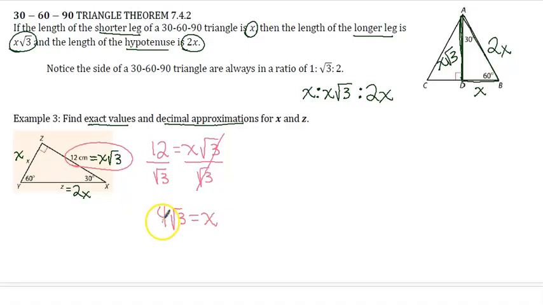Okay, so again, this is the exact value. 4 times the square root of 3 is the exact. We want the approximation, so you can use your calculator for that. And you're going to get 6.9 centimeters. You are going to have to know how to do this on your homework.